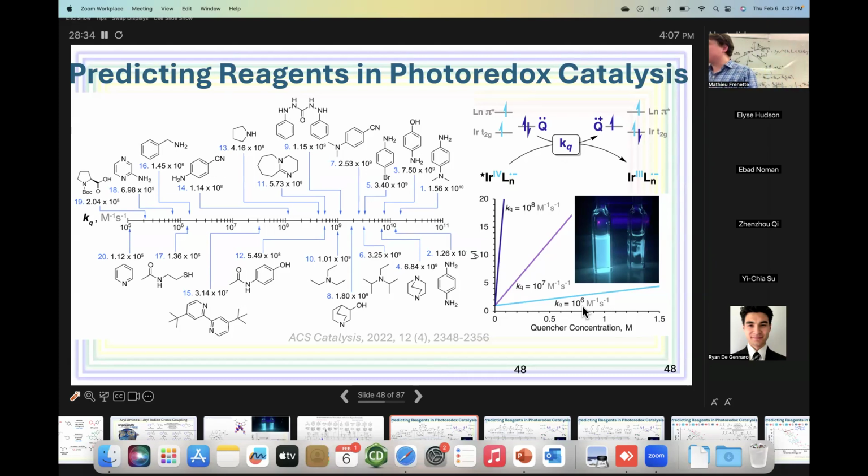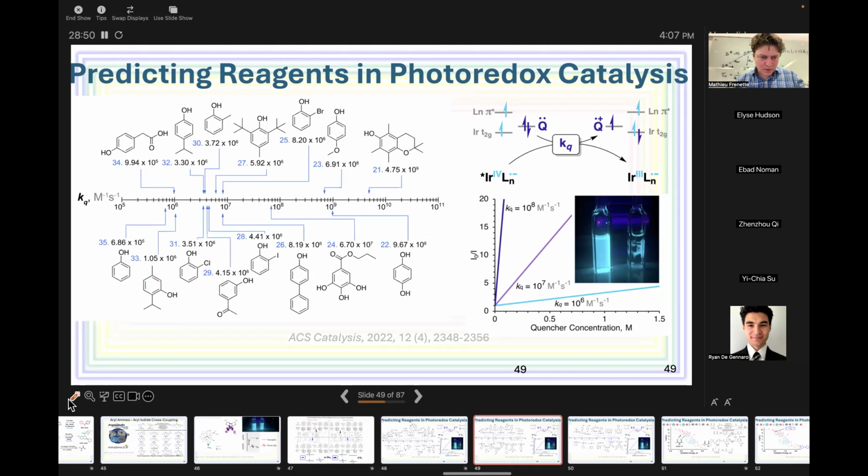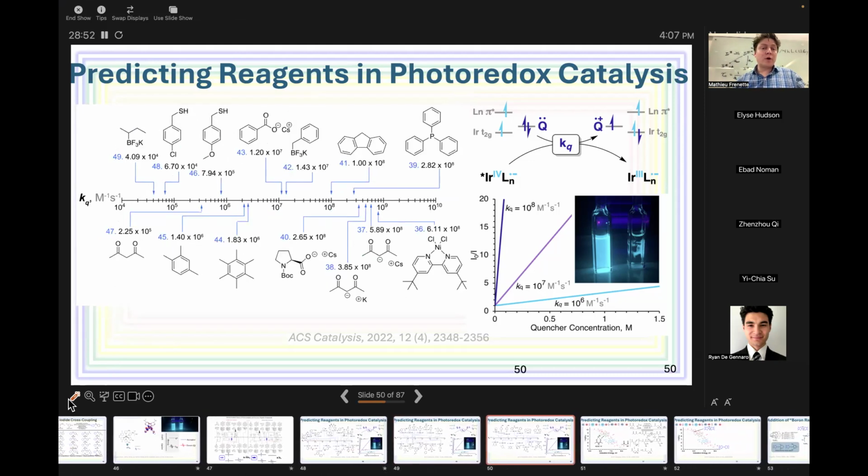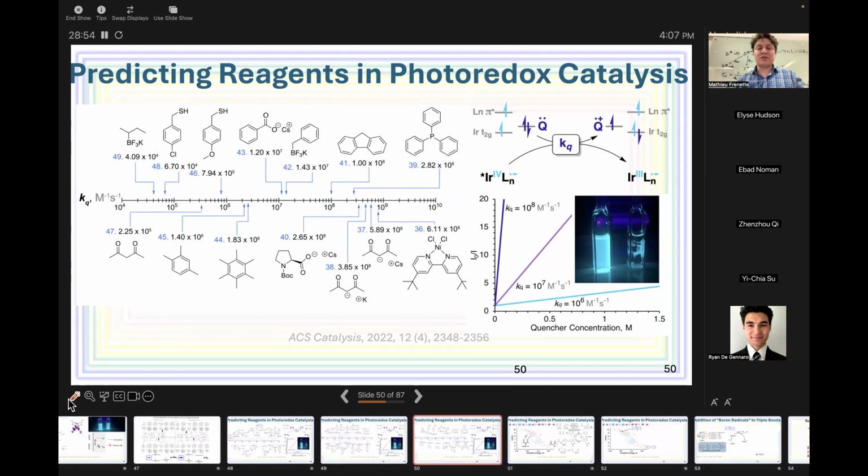And we've done that for a bunch of molecules. So we see here electron-rich amines quench very quickly. Electron-poor amines like pyridine quench very slowly. And that, I think, makes intuitive sense. I think most people will put those molecules in there. But some molecules are a little bit trickier. Phenols also quench quite well. We measured it with a bunch of different molecules.